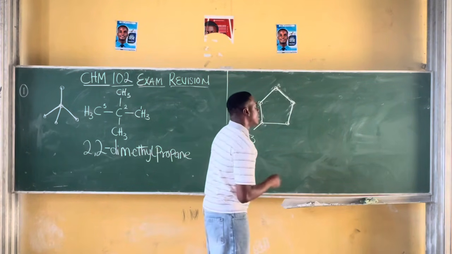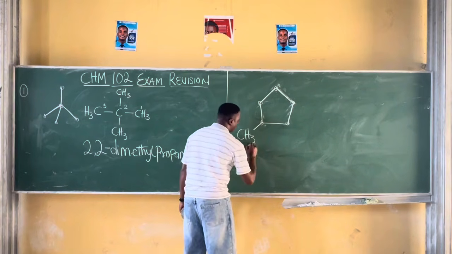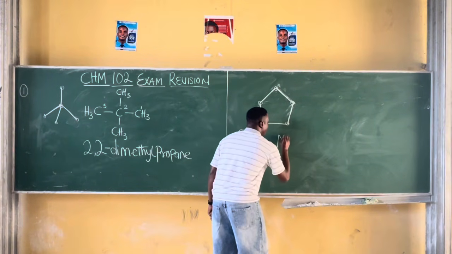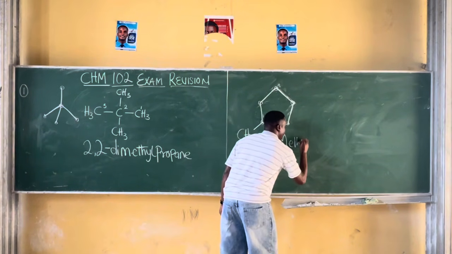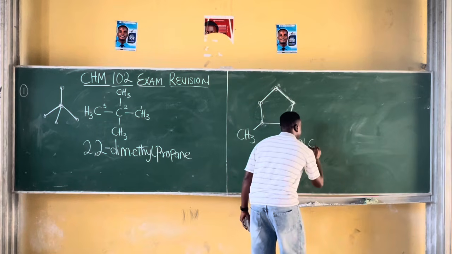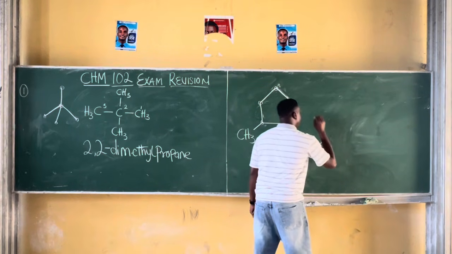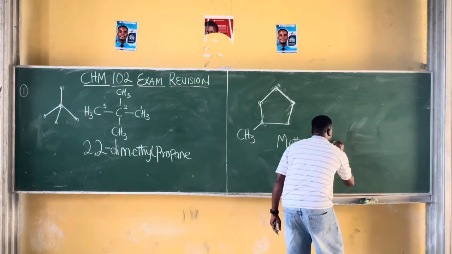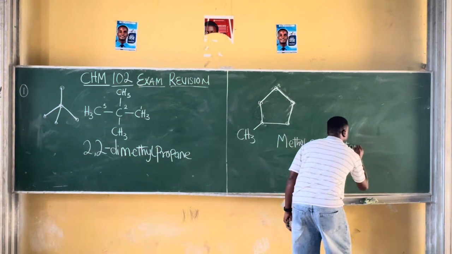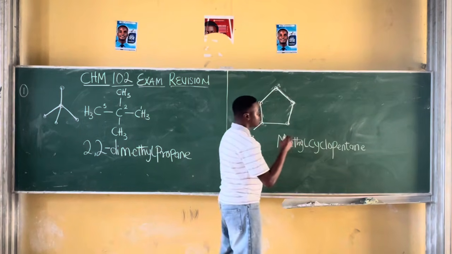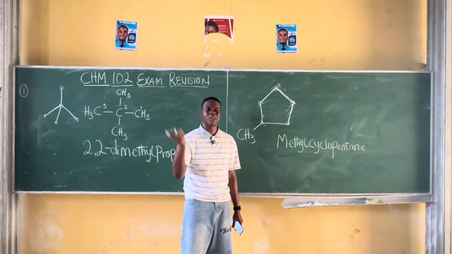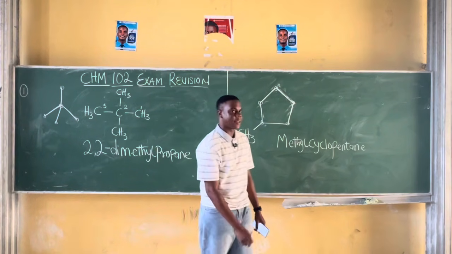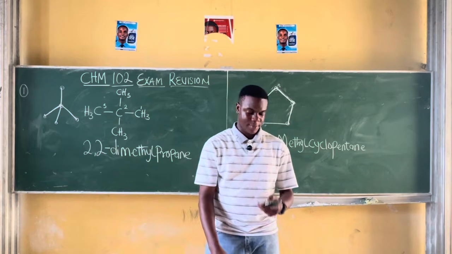I hope you're following. Because at carbon 1 we have a methyl group attached to it, this compound is then methyl, then cyclo, then how many carbons in the ring? 5. So it becomes cyclo what? Pentane. Methyl cyclopentane. Now you can go ahead and put 1-methyl, but is there any need? No need. So that's why I left it as methyl cyclopentane. So that's the answer to this problem.